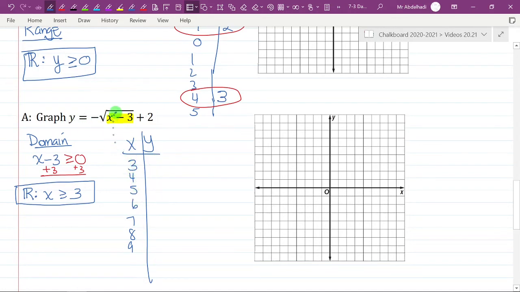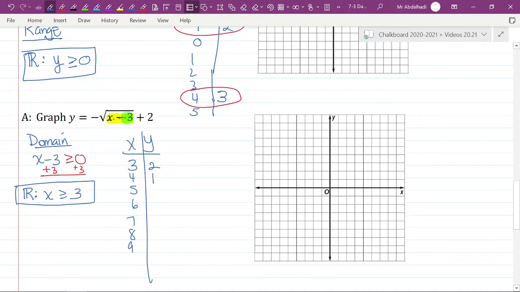You plug in a 3, this becomes 3 minus 3, which is 0. Square root of 0 is still 0, and negative 0 is still 0, so this just becomes plus 2, which is 2. Plug in a 4. 4 minus 3 is 1. Square root of that 1 is still 1. Negative in front of a 1 is negative 1. Negative 1 plus 2 is 1. Okay, so far I have 2 good lattice points here. 5. 5 minus 3 is 2. Square root of 2 is a decimal. I'm going to skip it. 6. 6 minus 3 is 3. Square root of 3 is a decimal. I'm going to skip it.